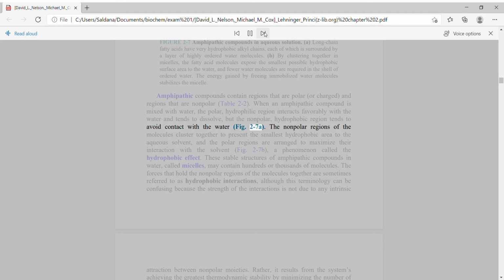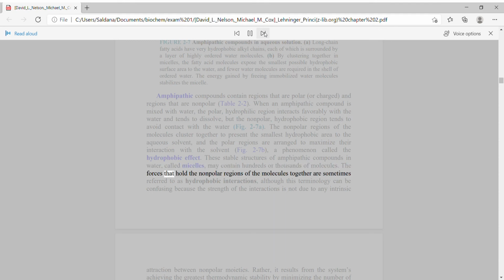The nonpolar regions of the molecules cluster together to present the smallest hydrophobic area to the aqueous solvent, and the polar regions are arranged to maximize their interaction with the solvent, Fig. 2-7b, a phenomenon called the hydrophobic effect. These stable structures of amphipathic compounds in water, called micelles, may contain hundreds or thousands of molecules.